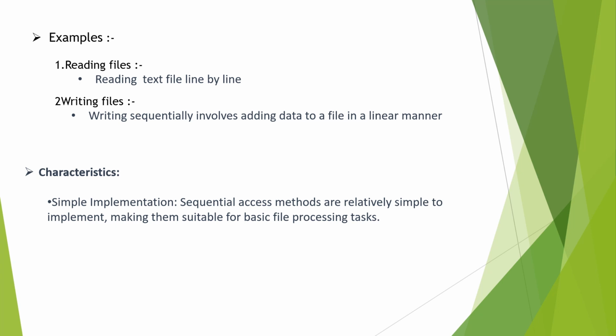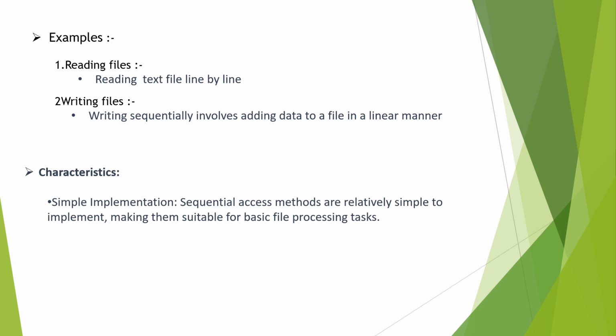Examples of the sequential access method. The first one is reading files, such as reading a text file line by line. We usually read the text or information in a file in a line by line manner. The second one is writing files. Writing sequentially involves adding data to a file in a linear manner. We can also add information or data into a file in a linear manner. So we can do these two operations in a linear manner. These are the two examples of sequential access methods.